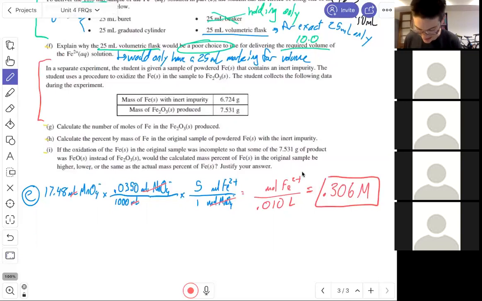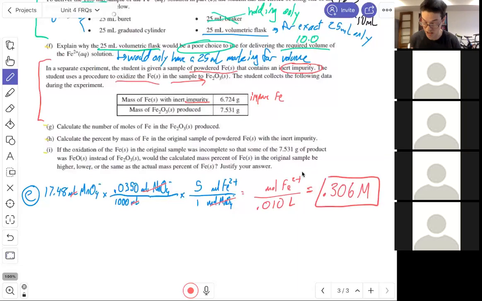But anyway, it says in a separate experiment, the student is given a sample of powdered iron that contains an impurity. The student uses a procedure to oxidize the iron in the sample to this. The student collects the following data: mass of iron with inert impurity, so this would be impure iron, and this would be the mass of iron 3 oxide produced. So G, in theory, should be an easy point to get.